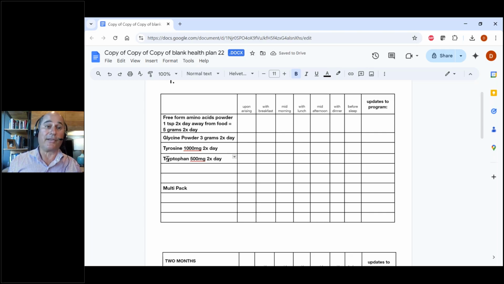In fact, what I'll do a lot of times is I'll have the patient mix up the full day's worth. So it'll be 2 teaspoons of free-form amino acids. Let's see, this is wrong here. It's 3 grams total. So let's say 3 grams once a day. It'll be 3 grams of the glycine powder, 1,000, 2,000 of the tyrosine, 1,000 of the tryptophan. Mix that all together in a drink. Have them shake it up. Drink half of it in the morning, half of it later in the day, so they don't have to make the concoction twice a day. So you can make it pretty simple for patients.